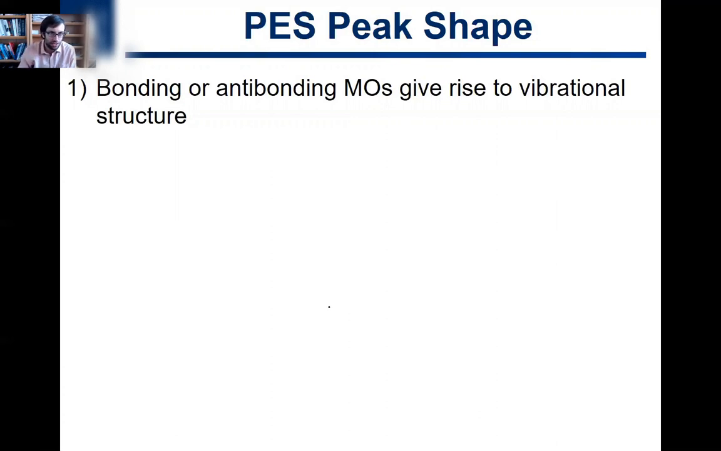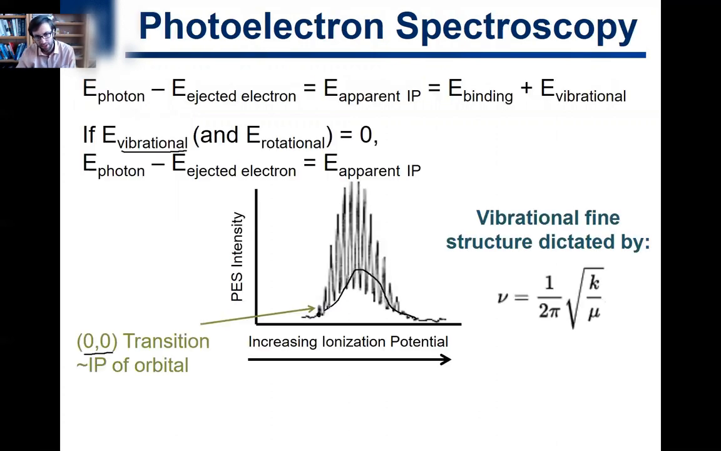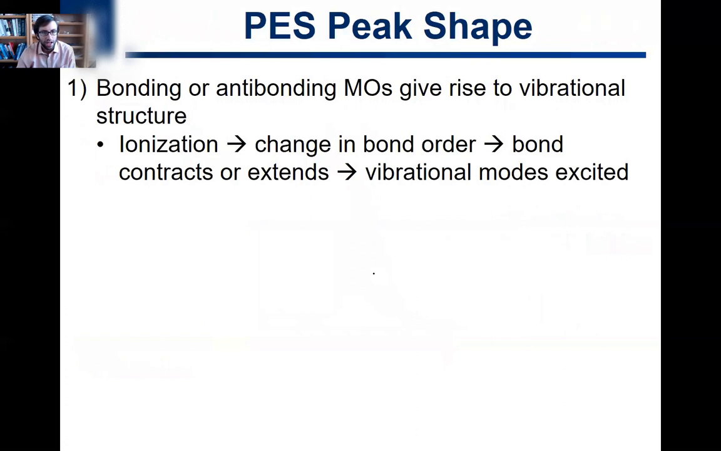So that's what I just showed you there. Because it has vibrational structure, it has all these fine lines. That tells you it's either a bonding MO or an anti-bonding MO that you're probing at that energy. And so why is that? Well, what have you done? You have changed the electron configuration, right? You've removed an electron, you've done ionization, and that's going to cause a change in the bond order, right?